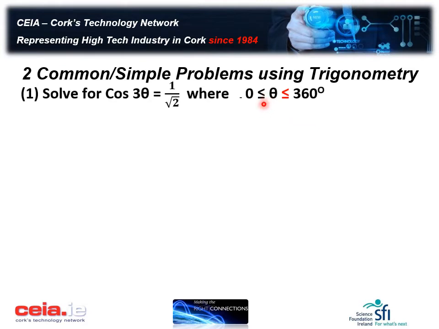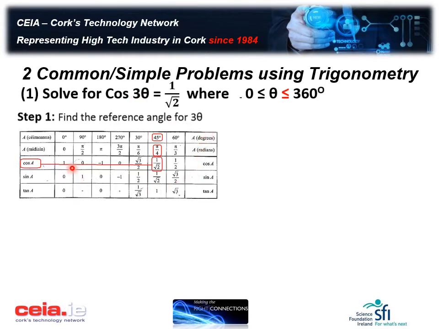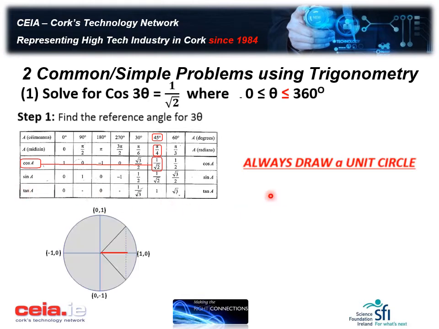Theta is greater than or equal to 0. Theta is less than or equal to 360. So step one, and this is a three-step process. Step one in the process, which we've done a number of times already today, is to find the reference angles for 3 theta. We will once again use our table on page 13 of the maths tables. It's always a good idea to draw a unit circle for these types of problems. As we've seen so often before, it can help us understand what we're looking at somewhat better.